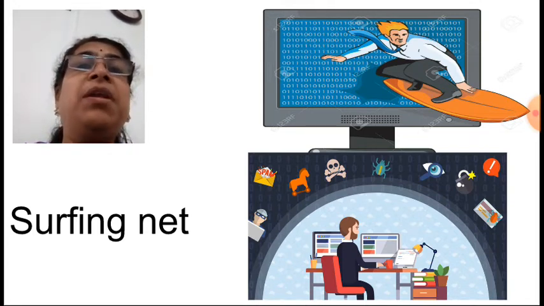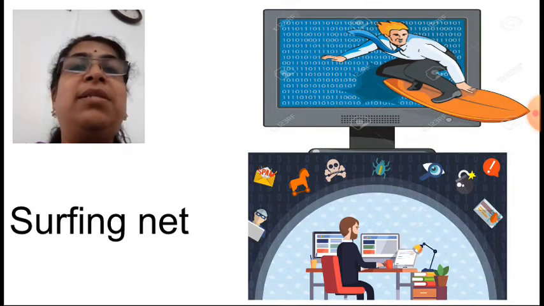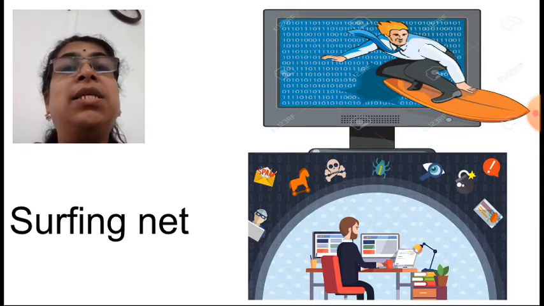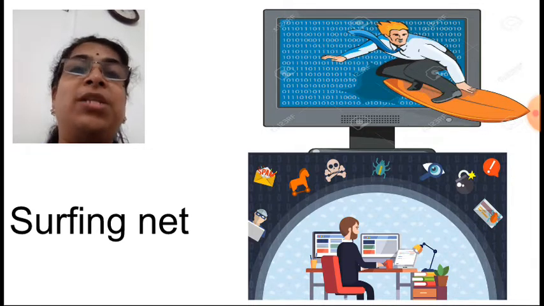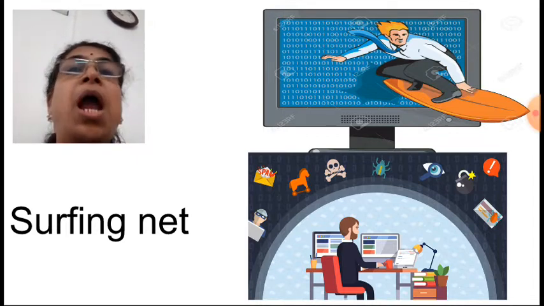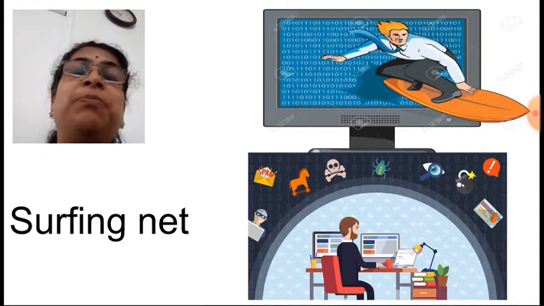Correct. Now surfing net means what? On the internet. Net means internet. On the internet, search the information whichever you want in a sea or ocean of knowledge. If you see the information stored on internet, it is in a very large capacity. A very huge amount of information is stored, and to find the particular information which you want out of that is called surfing internet.